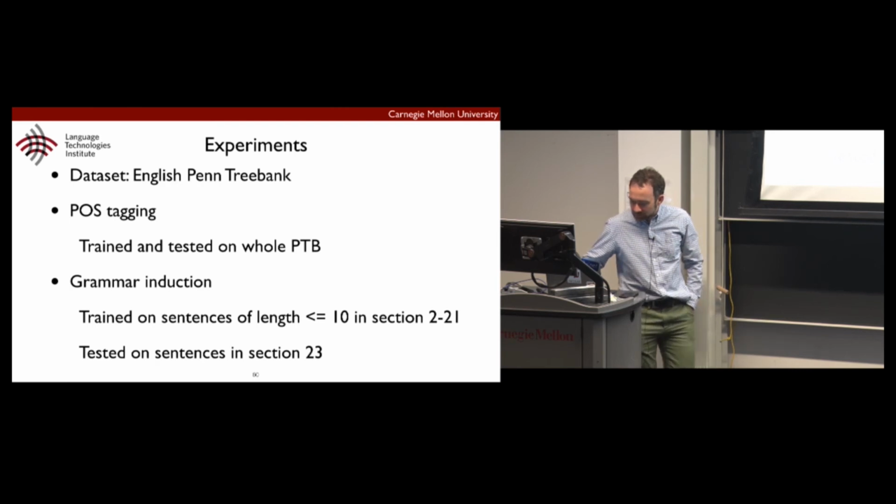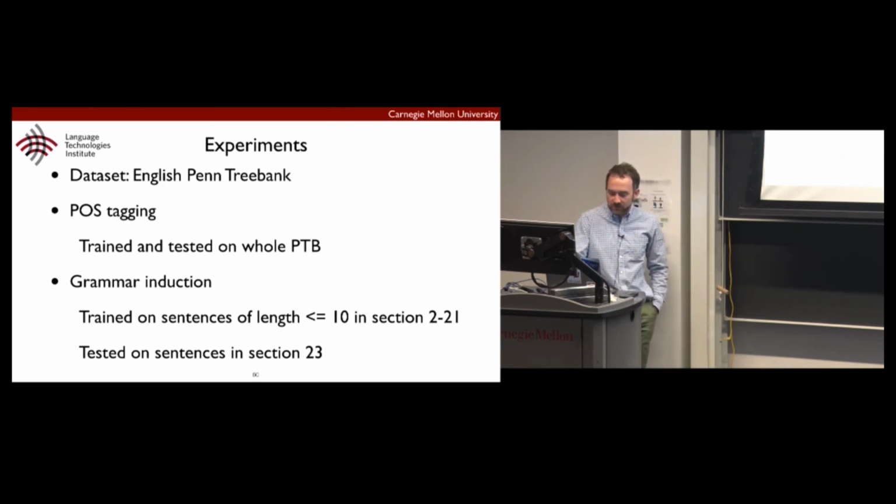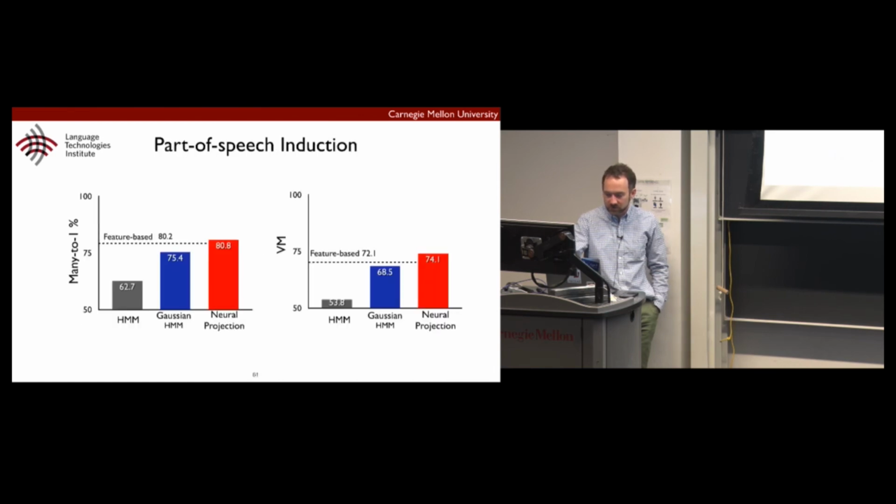So we did experiments on unsupervised part-of-speech tagging, where we basically want to find clusters for particular words. Also unsupervised grammar induction, where we want to find tree structures for sentences. Experimental results, this works really well. It works even better than methods with hand-designed features to try to solve this task.